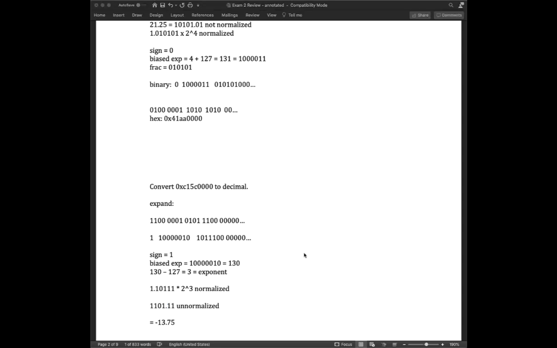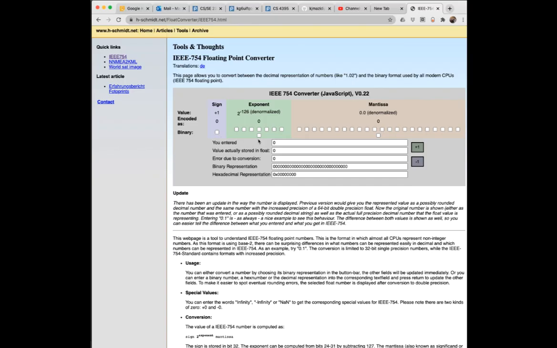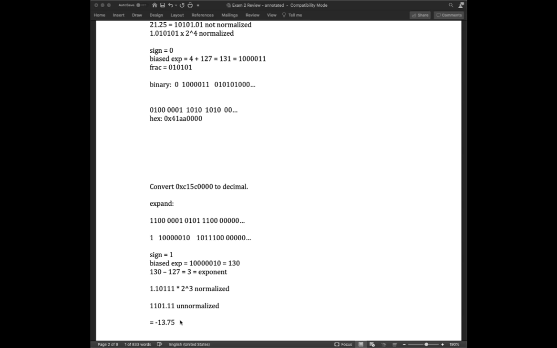If you want more practice, you can always use that site we talked about before to come up with some numbers and then see if you can manually get through the process to go either way, from the number to the hex or from the hex back to the number. And the numbers on the exam will be fairly simple like this.